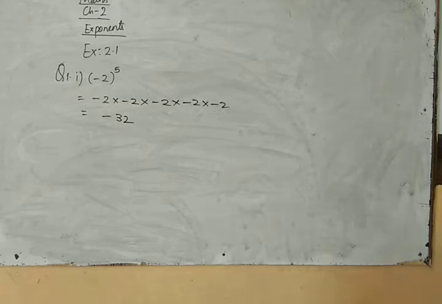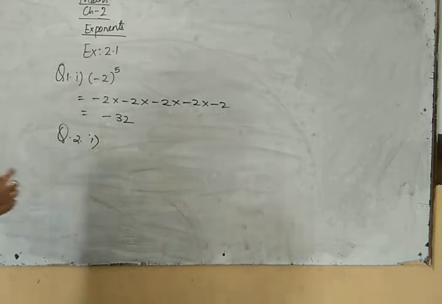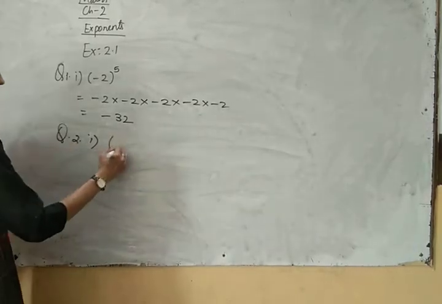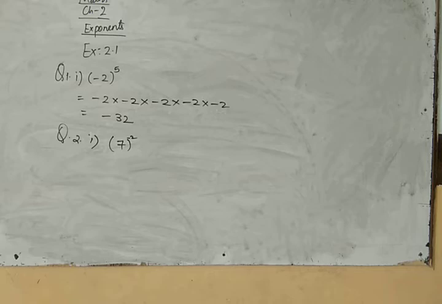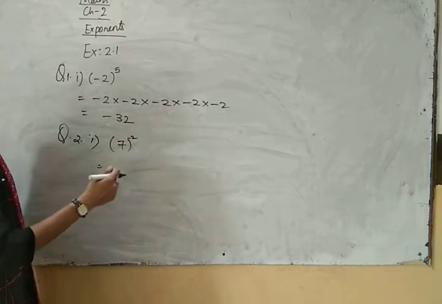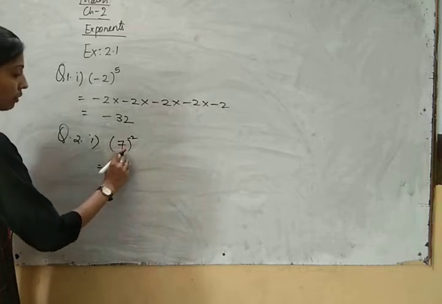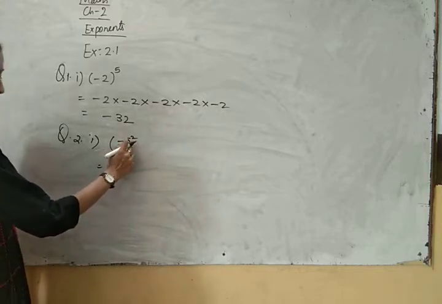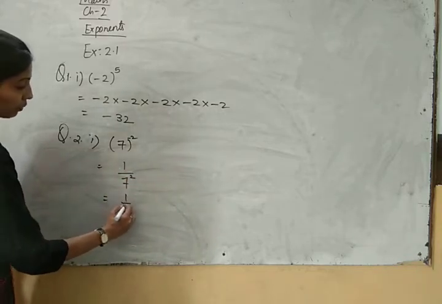In question number 2, we have to find the multiplicative inverse of 7 to the power minus 2. For finding the multiplicative inverse, the minus sign will reverse the digits. So 7 to the power minus 2 will be 1 upon 7 to the power 2. The answer will be 1 upon 49.